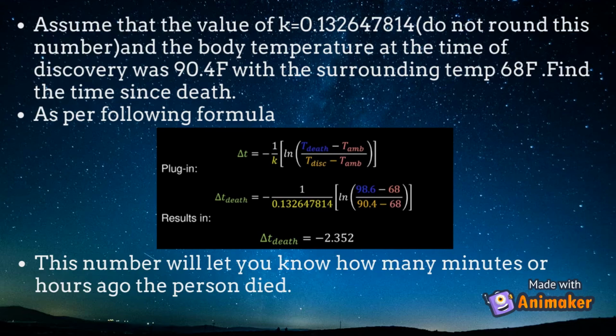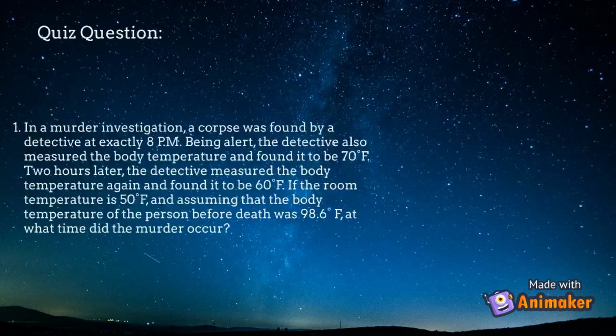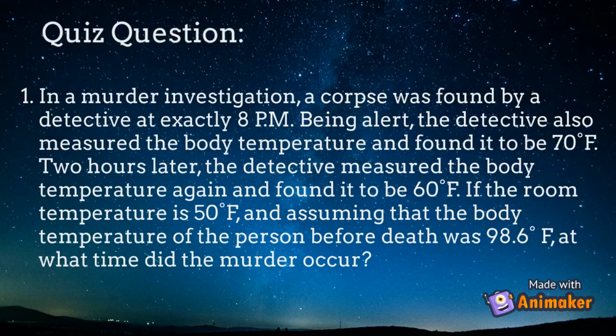Quiz question. In a murder investigation, a corpse was found by a detective at exactly 8 p.m. Being alert, the detective also measured the body temperature and found it to be 70 degrees Fahrenheit. 2 hours later, the detective measured the body temperature again and found it to be 60 degrees Fahrenheit. If the room temperature is 50 degrees Fahrenheit, and assuming that the body temperature of the person before death was 98.6 degrees Fahrenheit, at what time did the murder occur?